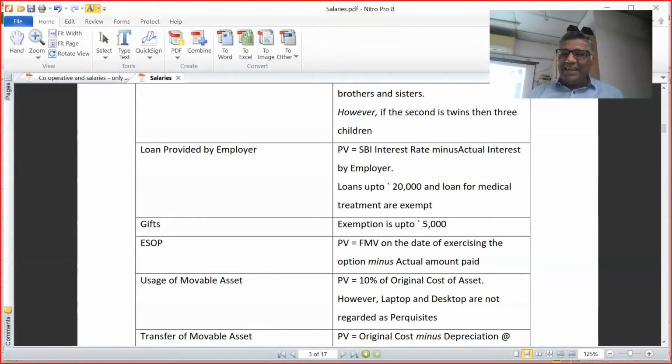Loan provided, SBI rate minus actual interest. So had you gone to SBI, you would have paid some interest, pay that.